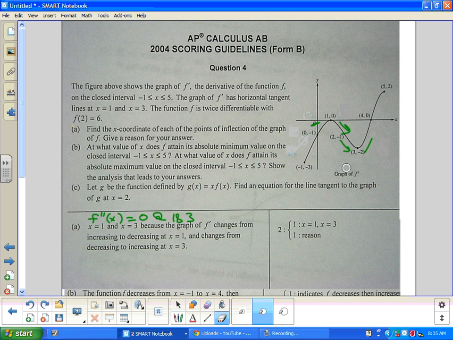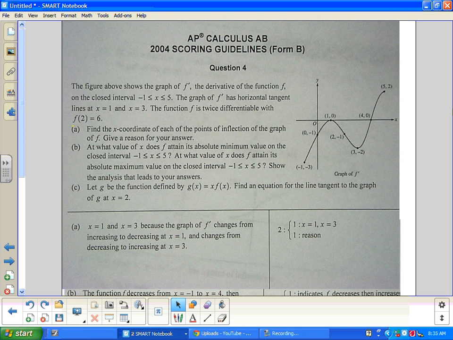So listen though, even if you just wrote x equals 1 and 3, remember I always talk about this with the justification problems. First things first, answer the darn question. X equals 1, x equals 3. Give yourself a point. Then you had to talk about, with the first derivative, that it was increasing to decreasing and decreasing to increasing, or that the second derivative went from positive to negative and negative to positive. Language is important. All right?